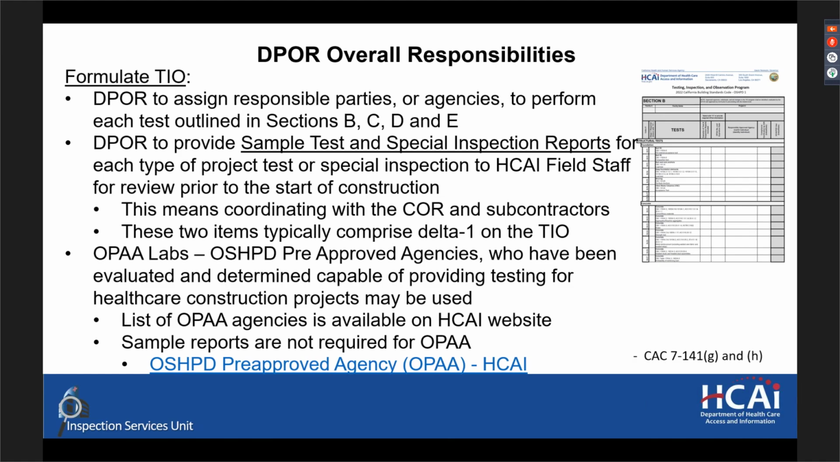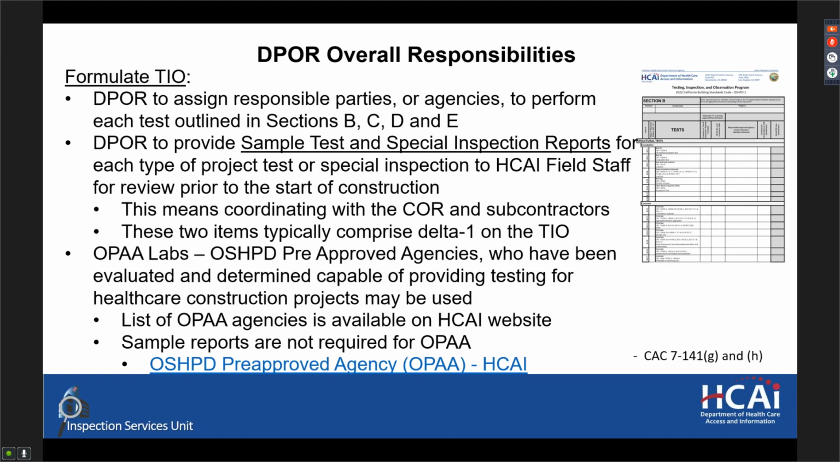This does mean that the DPOR should be coordinating with the contractor of record and the subcontractors to discern who is actually going to be the responsible party for each test or inspection. The listing of the responsible parties and issuance of sample tests typically comprise the first change of the TIO as it's being accepted for construction use by the compliance officer.